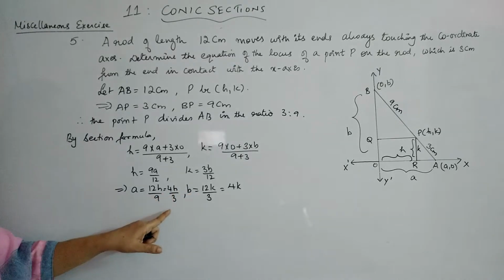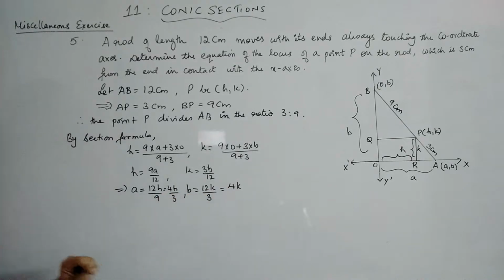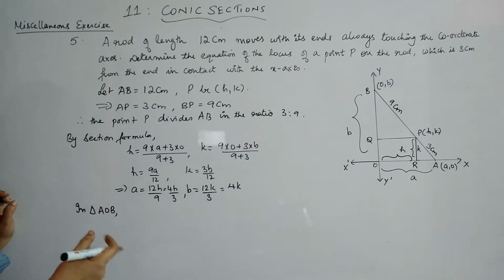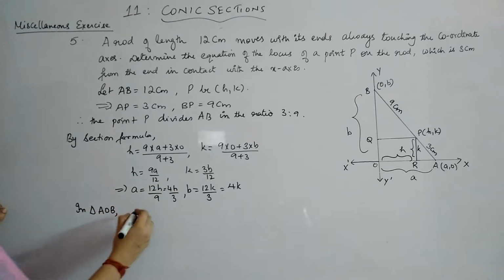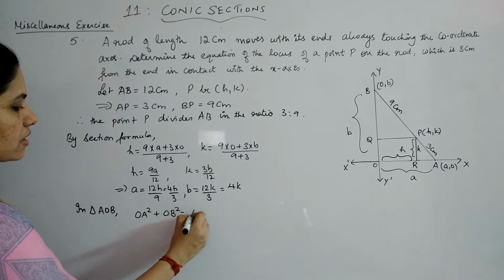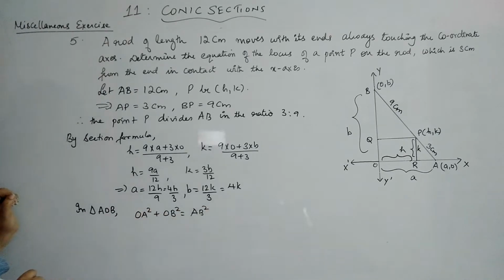So A is 4h by 3 and B is 4k. Okay, now we are starting with the triangle. In triangle, which triangle? Right angle triangle AOB, you will get AB square is equal to base square plus altitude square is equal to hypotenuse square. So you are getting OA square plus OB square is equal to AB square.